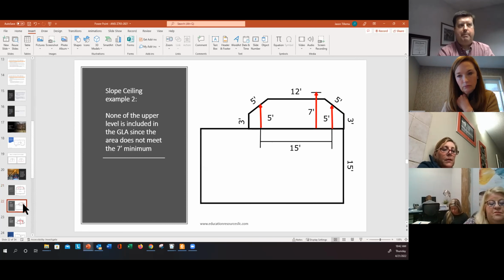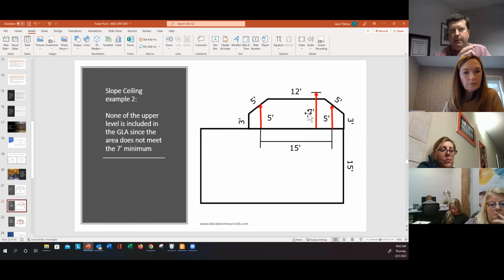That's one example there. On this example here, none of it is included, because I'm walking through like this, and so we don't have that minimum 7 foot height. At this point, none of that area will be included in the gross living area.